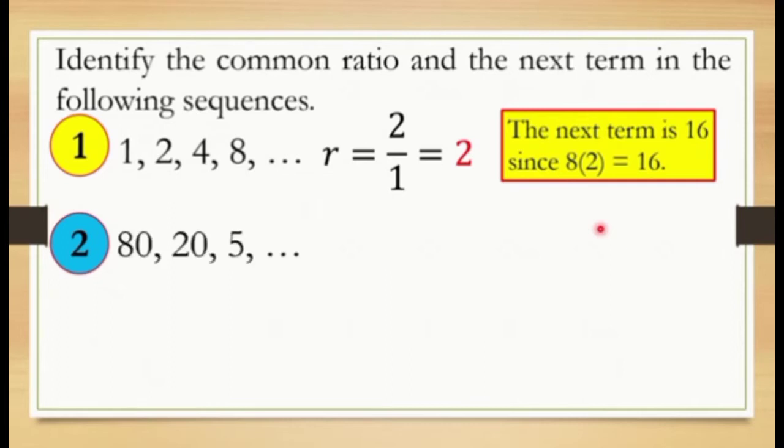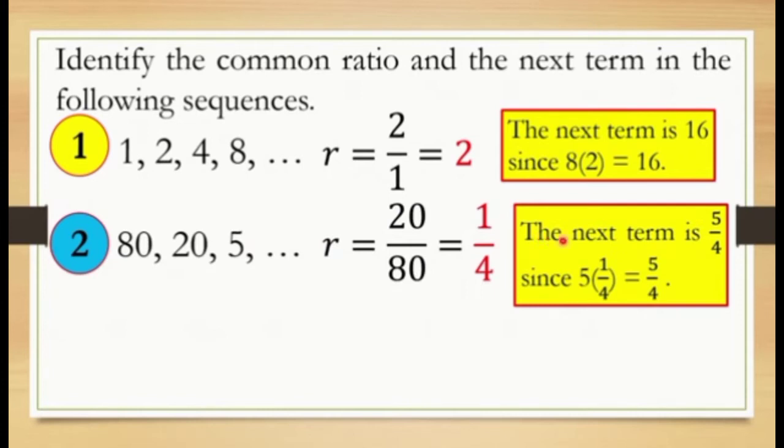For number 2, we have 80, 20, and 5. Same process. To get the common ratio, we just divide the second term by the first term. So, 20 over 80, that is 1/4. So, to get the next term, we multiply 5 by 1/4. So, the next term is 5 over 4, since 5 times 1/4 is 5 times 1 equal to 5 all over 4.